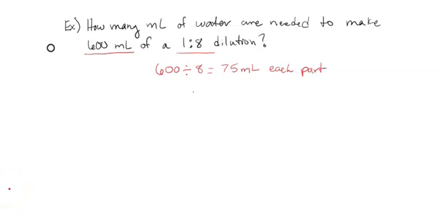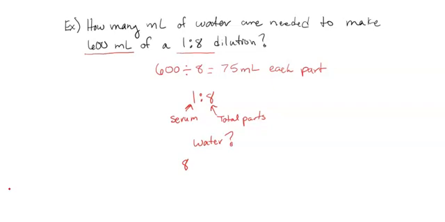So let's remind ourselves we're working with a 1 to 8 dilution. And the 1 represents serum, and the 8 represents total parts. So if we were looking for the milliliters of serum, we could stop at this point, but that's not what the question's asking. It's wanting to know how many milliliters of water do we have in the dilution. So in order to solve that, we've got to figure out how many parts of water we have. Well, we know we have 8 total parts, so let's put an 8 down here.